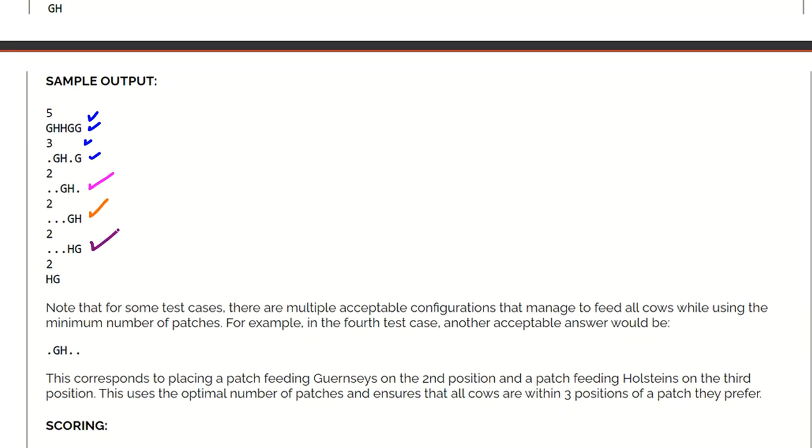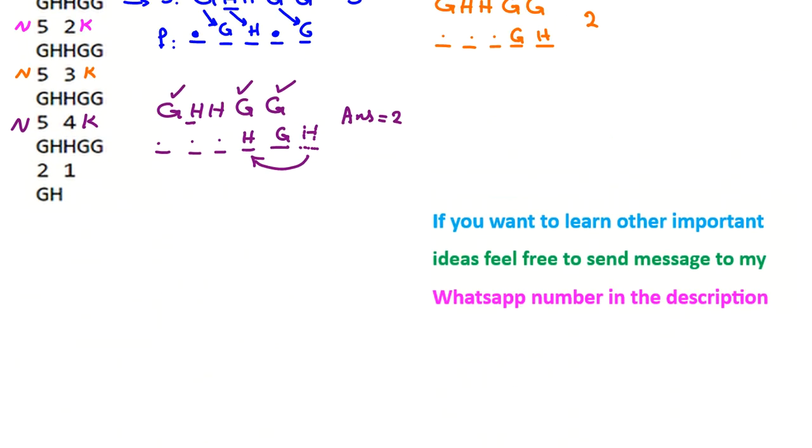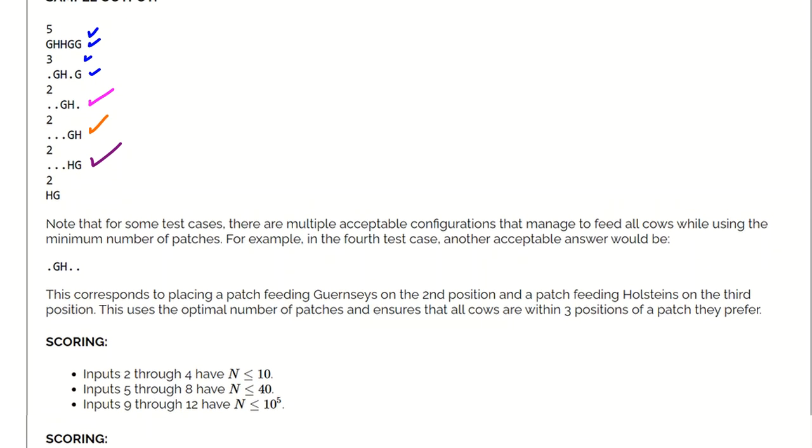3 points HG. And last one, let's consider these 2, 1, GH. GH, 2, 1. I place G here and H here by the algorithm that we want to use.